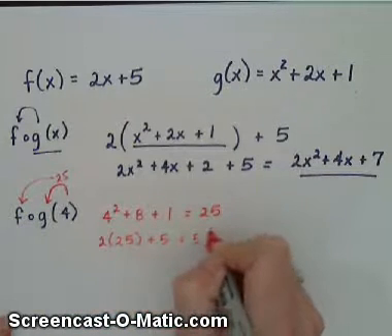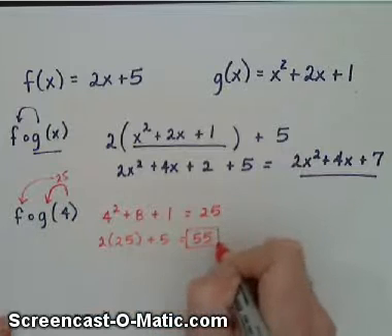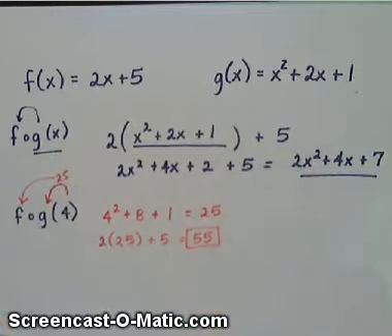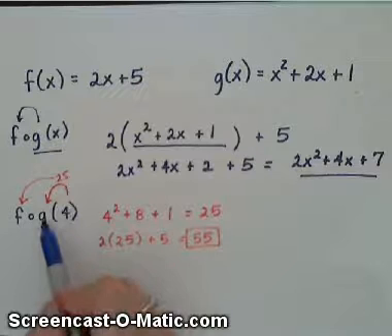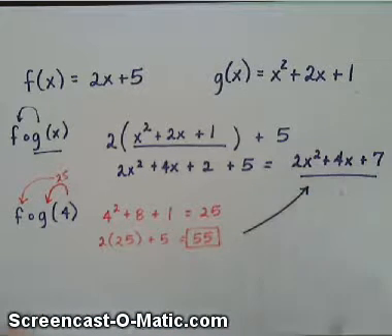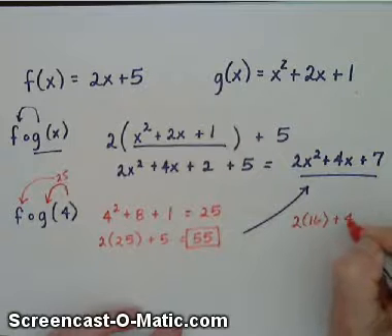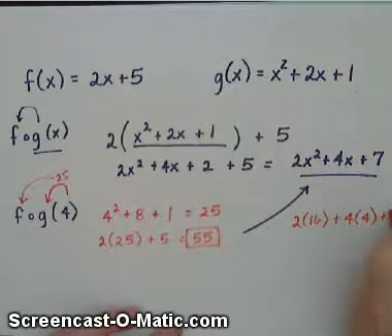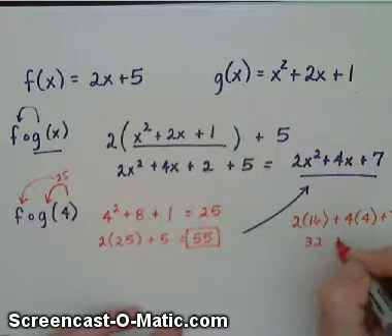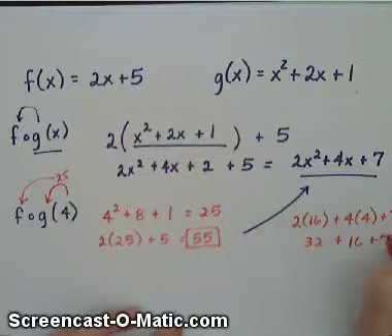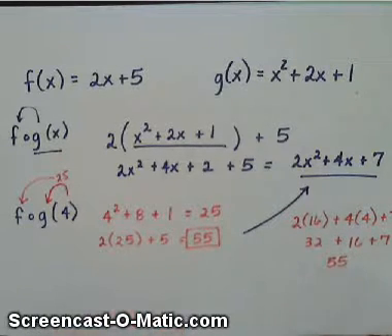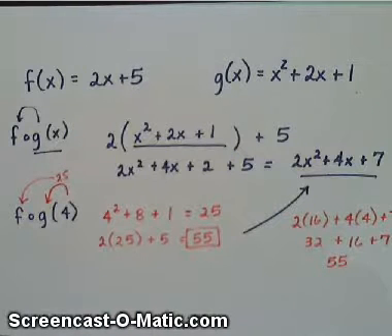Now most of the time when we're working with numbers, we will do them separately. We'll put the first number into the first function and then put that number into the f function. But you can watch, this was what we got for our value of our composite function. So let's put 4 into that. It would be 2 times 16 plus 4 times 4 plus 7, which would be 32 plus 16 plus 7, which is also 55.